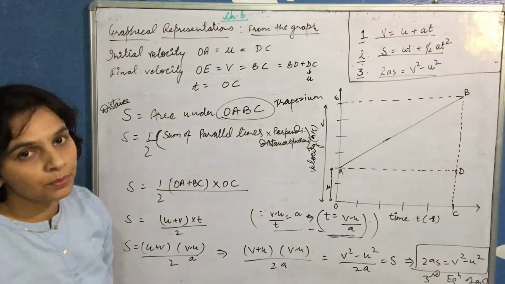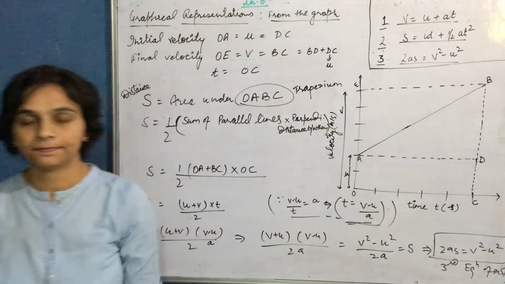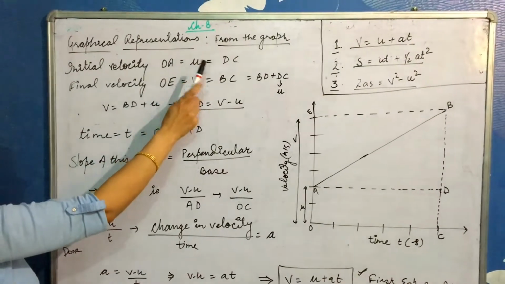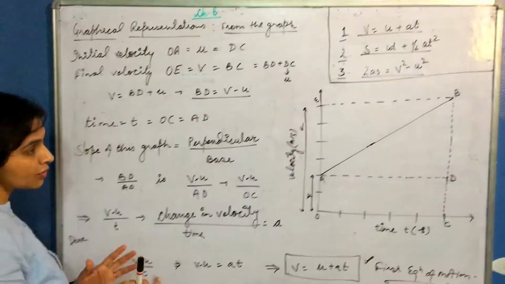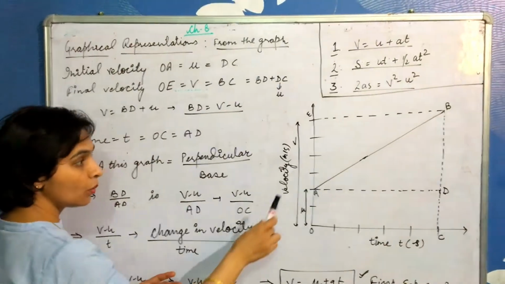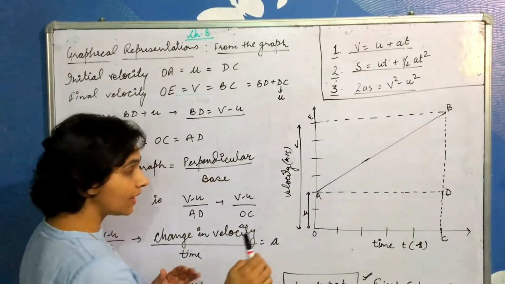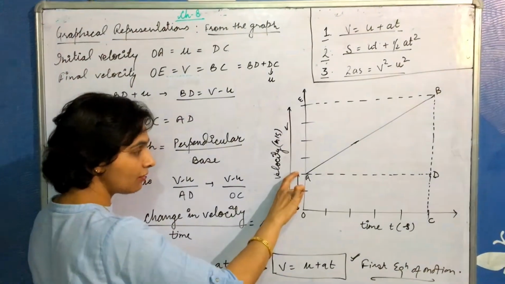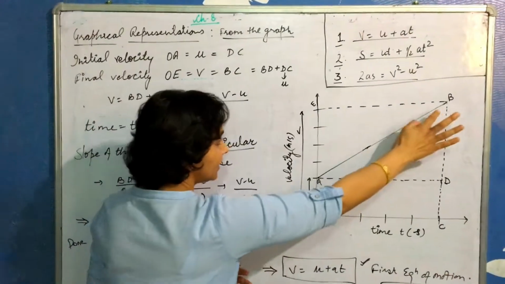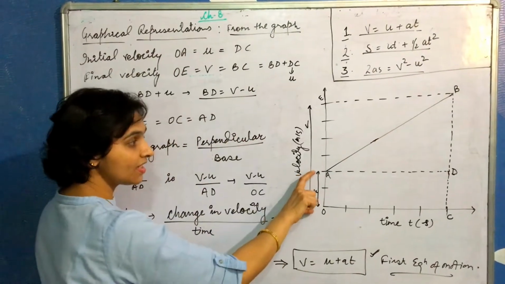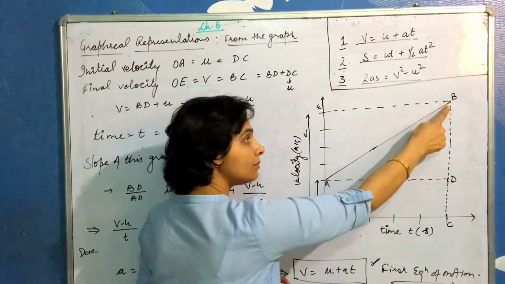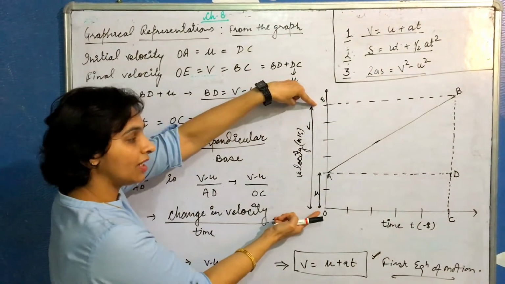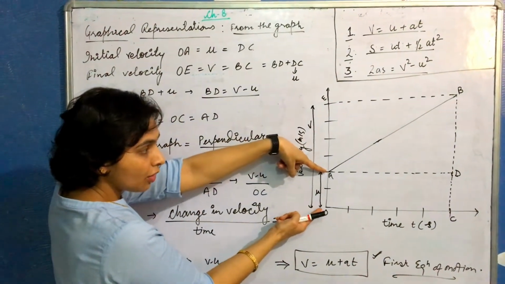That was all about the graphical representations of equations of motion. We will prove these equations of motion by graph, which we call graphical representations of equations of motion. First of all, take a velocity time graph. Here we are not starting the velocity from 0, rather we are starting from some point, right? So this is the initial velocity and then velocity increases and it reaches up to point B. So this one up to B is the final velocity. See this one. This is final velocity OE and this is initial velocity OA.